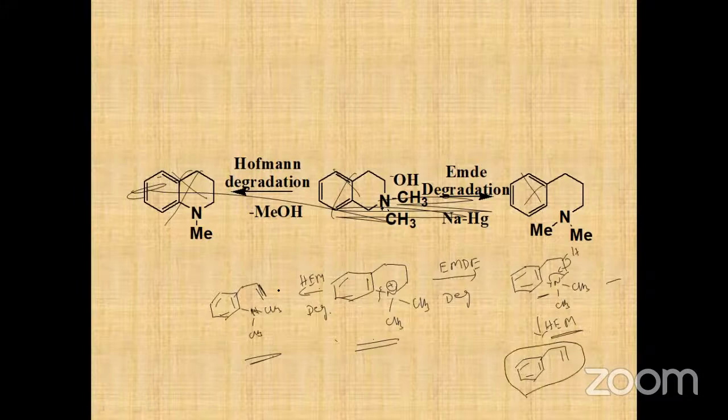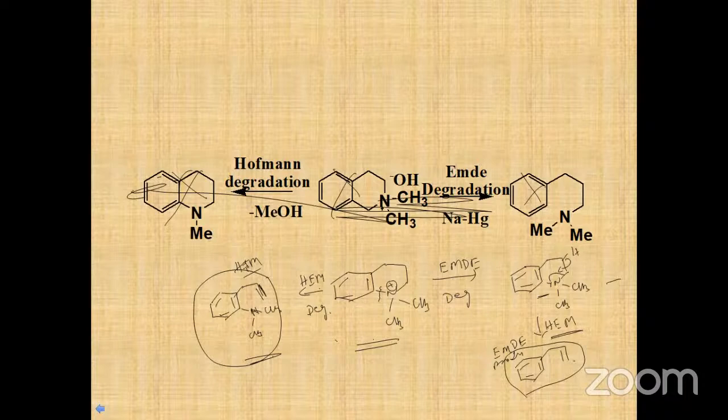Now look here, the difference between the direct HEM method, the Hofmann exhaustive methylation method, and the MDS product. This one is the MDS product. This is the HEM product. Now we can clearly understand what products are generated in the HEM degradation and what products are generated in the MDS. Okay.